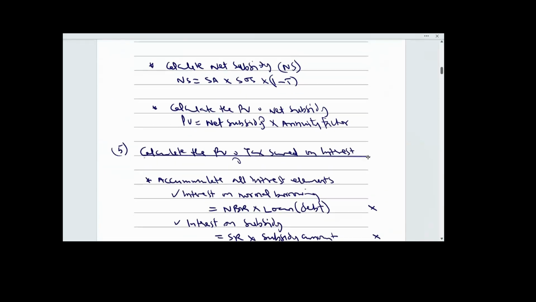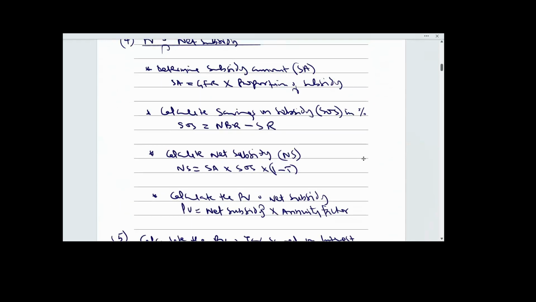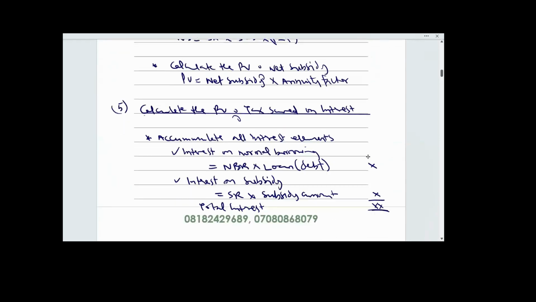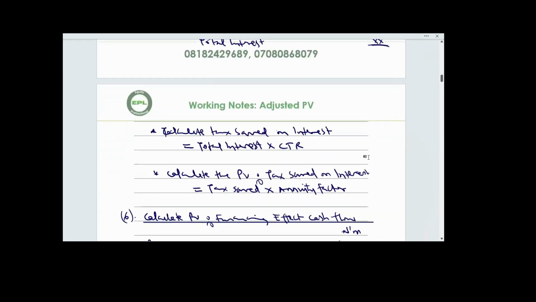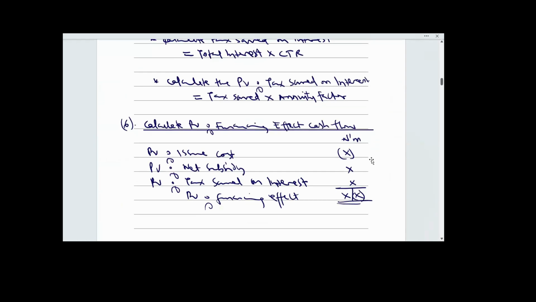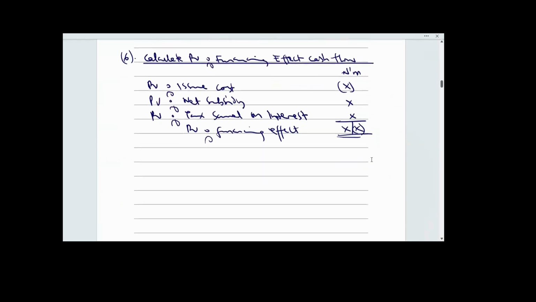It may look cumbersome. That is APV for you. Just take your time to master the procedures and you'll be fine. It's not difficult. Once you take your time, understand the procedures, then you solve practical questions and you'll be fine at the end of the day.